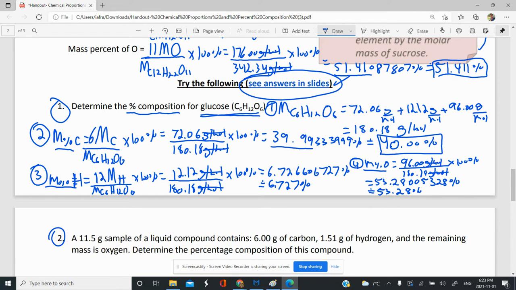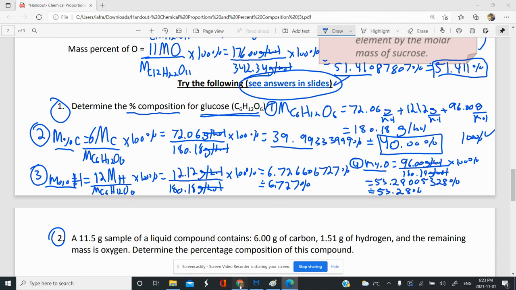percent composition of glucose. But just to make sure I'm right, I'm going to add up all the data I had. So 40 plus 53.28 plus 6.72, and I get 100%. So when I check my work, it all adds up to 100%, which means that I'm on the right path.